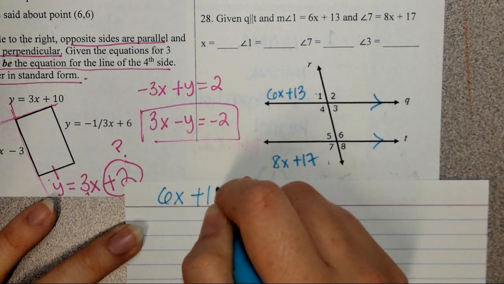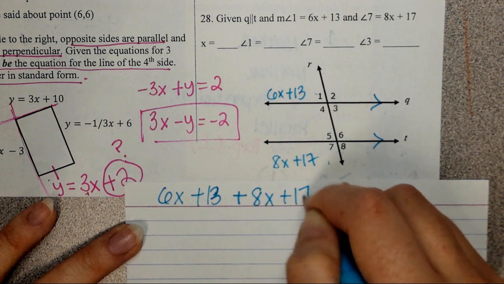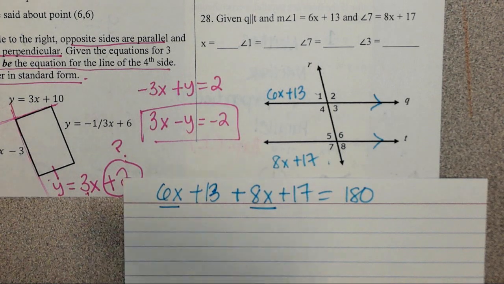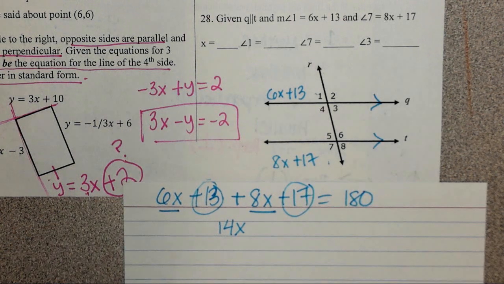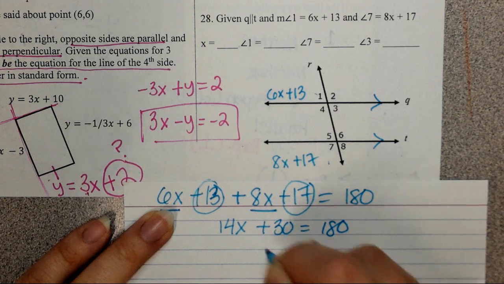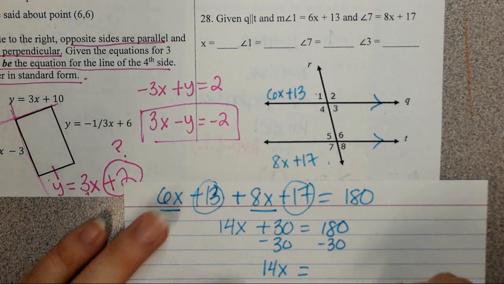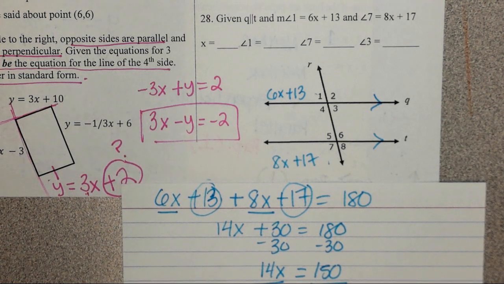So we set up this equation by saying 6x plus 13 plus 8x plus 17 is equal to 180. Okay. 6 plus 8 is equal to 14x. Okay. Combine 13 and 17, and that's equal to 30 is equal to 180. Subtract 30. 14x is equal to 150. Okay. Praying I haven't made a mistake here. I feel like I have though.